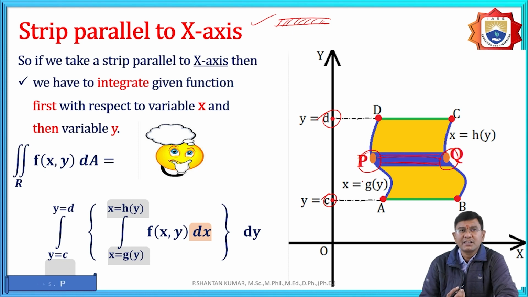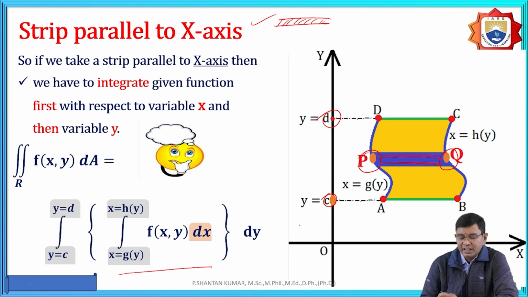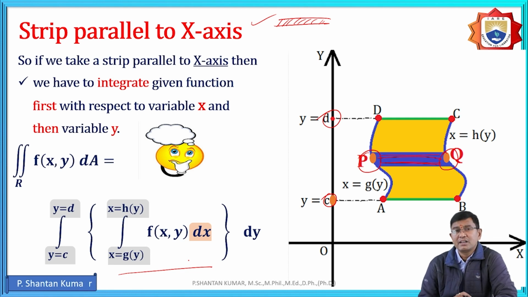The rest of the terms we need to calculate inside the inner function. After that, y equal to c is the lower limit, a constant, and y equal to d is the upper limit, a constant. Based upon this, we need to integrate, calculate x, and find the solution in y. This is the clear understanding of parallel to the x-axis only. It is important to draw the diagram. Only after drawing the diagram is it possible to take either parallel to the x-axis or parallel to the y-axis.